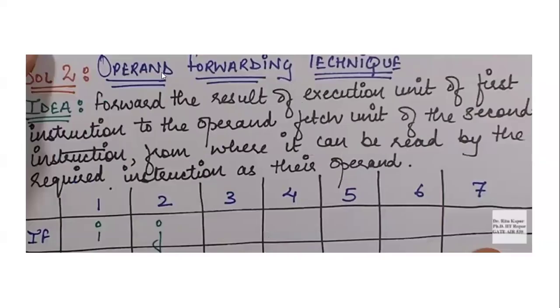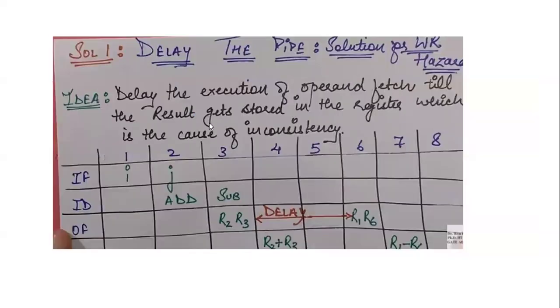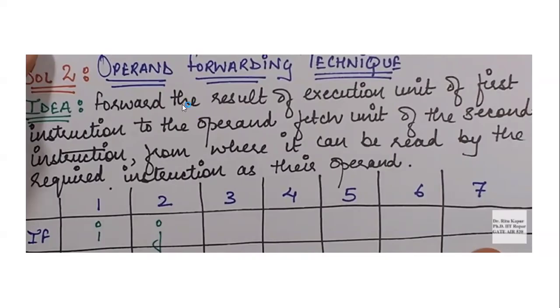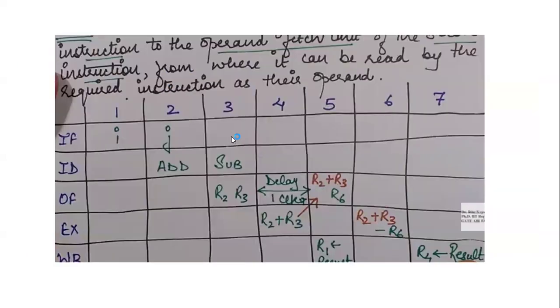Then we go for operand forwarding. It is also simple and easy. The idea of operand forwarding is to forward the result of the execution unit of the first instruction to the operand fetch unit of the second instruction, from where it can be read by the required instruction as its operand.